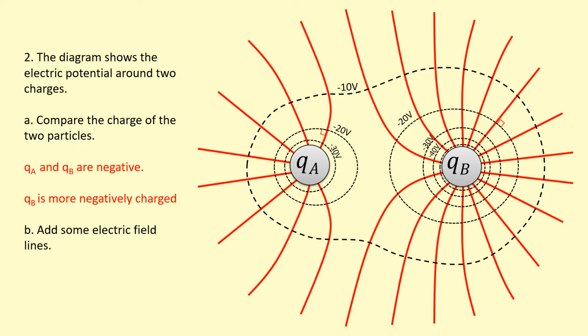And as we move further apart, it looks a bit like this. Once again, I've tried to ensure that the potentials and field lines are 90 degrees to each other. Okay, now we add the direction onto this. Because these are negatively charged particles, any positive charge placed around them would be attracted towards them. So the field lines point inwards, like so.